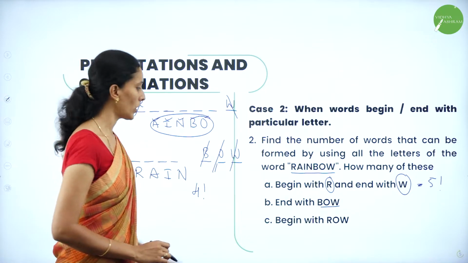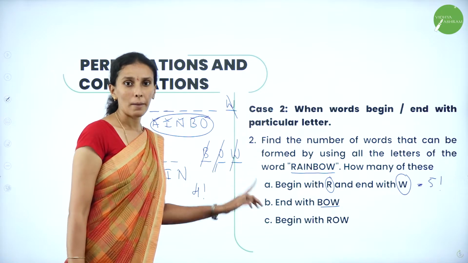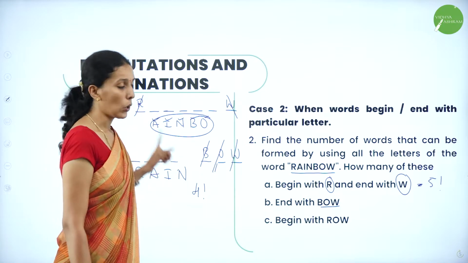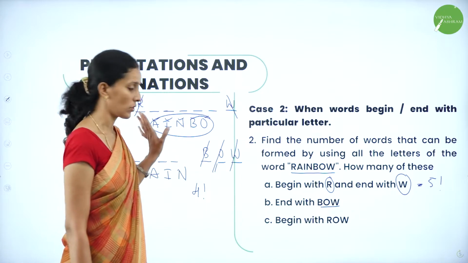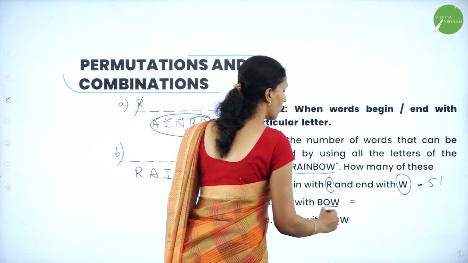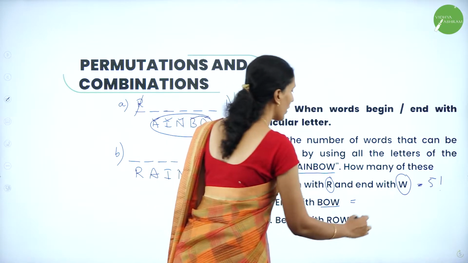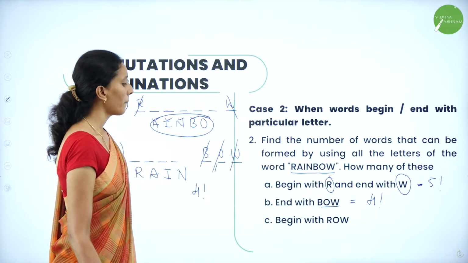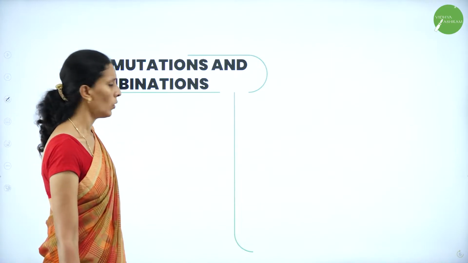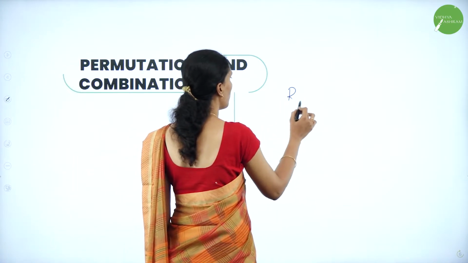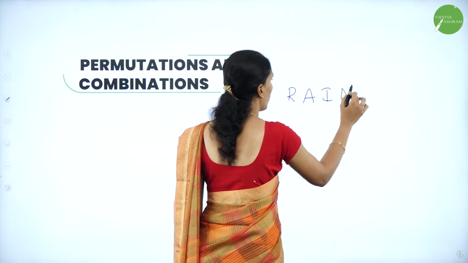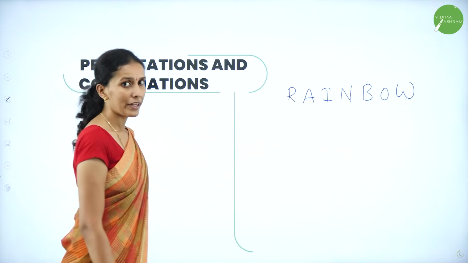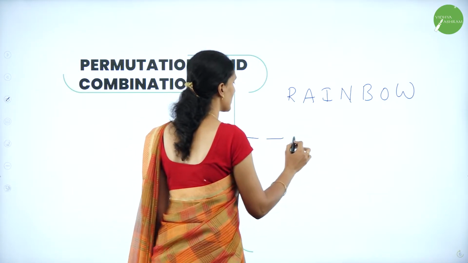So what is the total number of arrangements, or total number of words here? That is 4 factorial. Why? Because B, O, W are fixed in their places. You should not consider them for arrangement. Only 4 letters can be rearranged. So the total number of words that end with bow is 4 factorial. Next, the same question, begin with row. Again, we are doing the same problem. Rain, bow. We have 7 different letters in 7 different places.